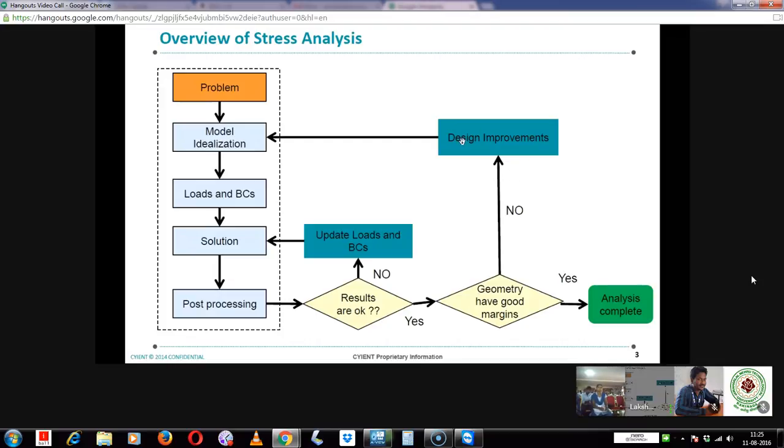Once it is redesigned, again it has to go for model idealization and go through all this cycle. So this is the general overview of the stress analysis. Here we'll see, with a small example, how design improvements give good structural margins.